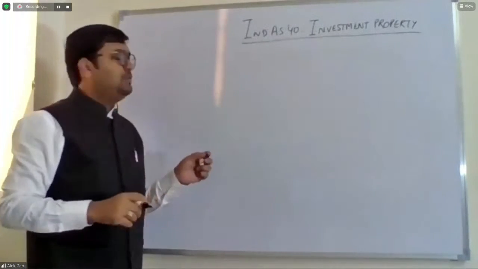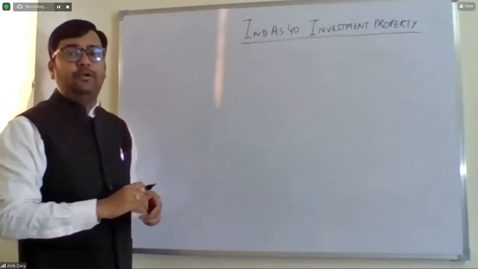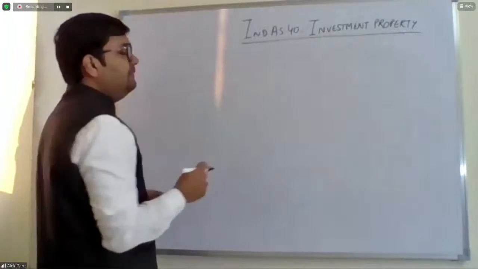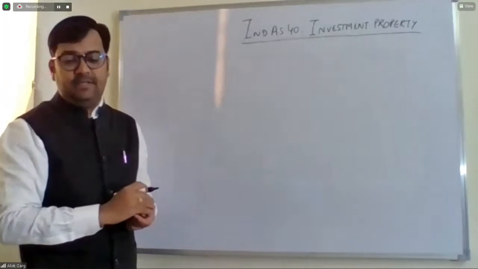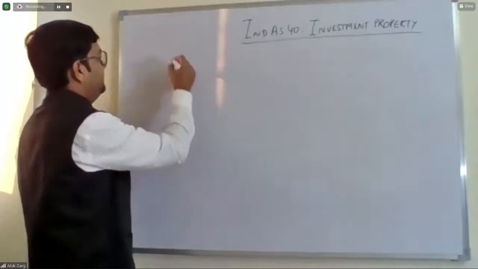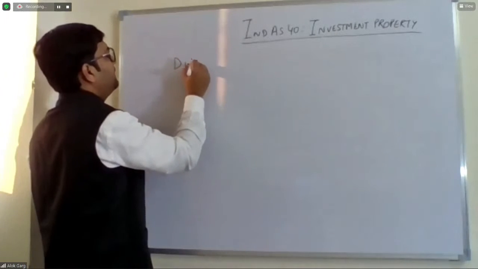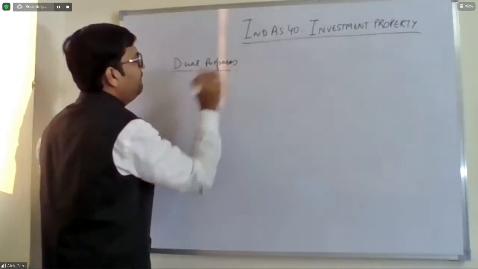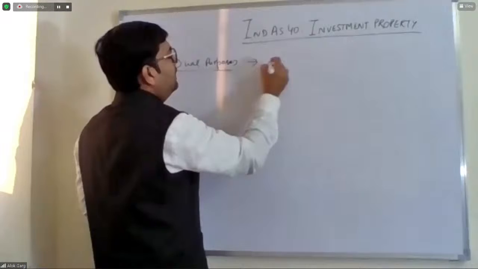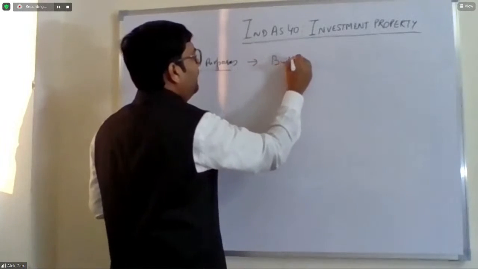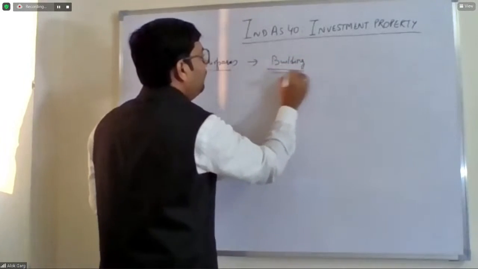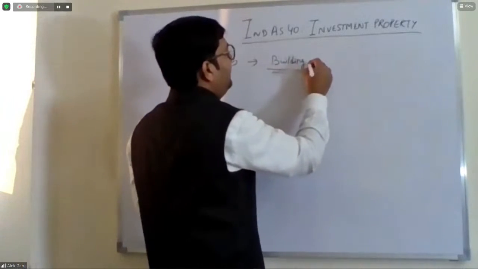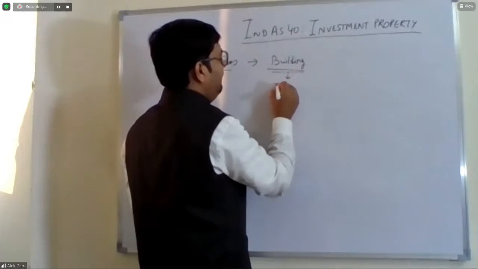You remember I told you we will also discuss some important concepts on investment property. Now the question arises, what if the investment property is held or used for dual purposes? For example, there is a building owned by the company, and this building has 5 floors.